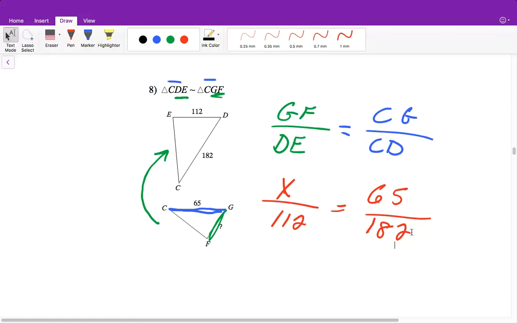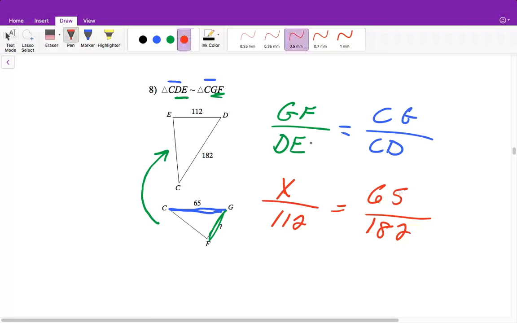If something happened where you still had some unknowns, then you may have to solve for one of the other missing sides in order to do this. But we have everything that we need. All right, and now we just need to go ahead and cross multiply and solve.